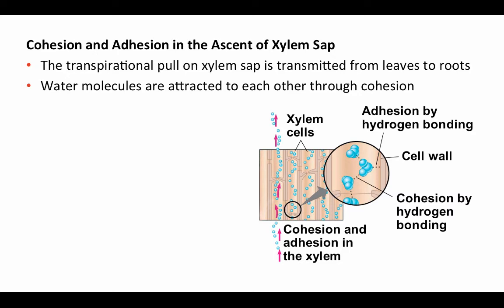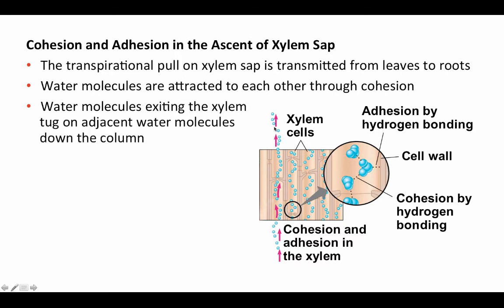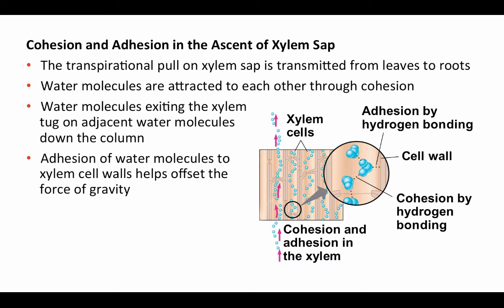So we're going to have an uninterrupted, constant column of water molecules, unbroken, all of the water molecules sticking to each other and being pulled up by this negative pressure at the top. So the water molecules exiting the xylem tug on the adjacent water molecules just below them, down the column.